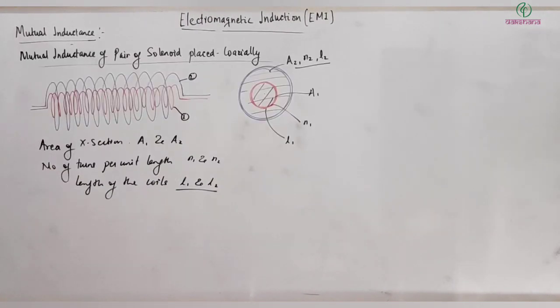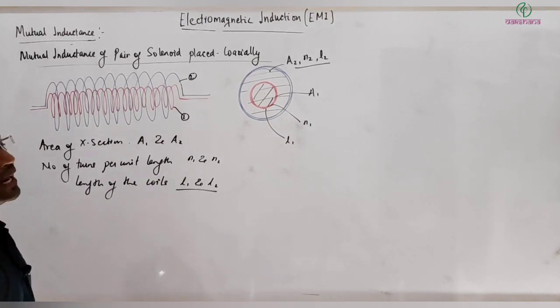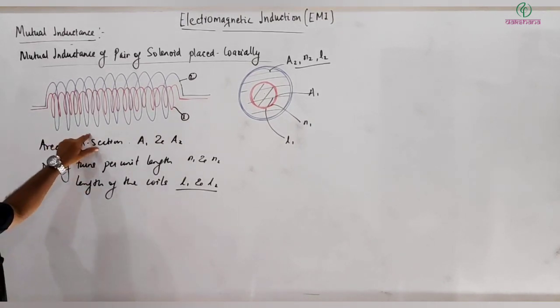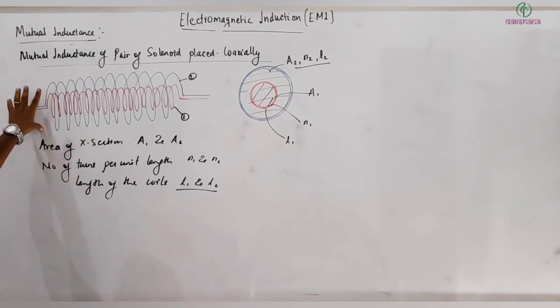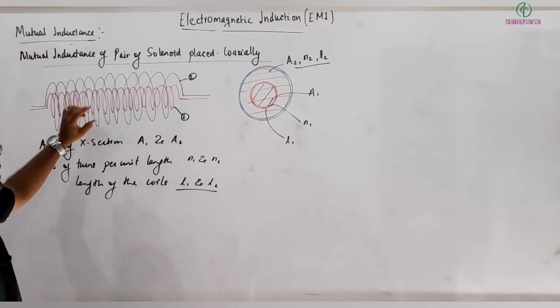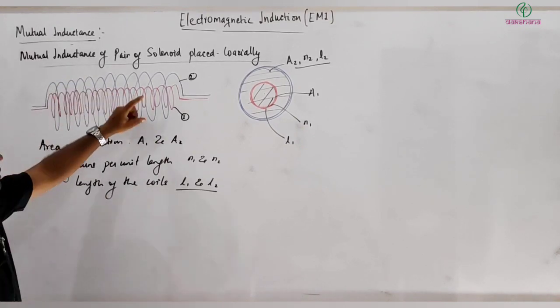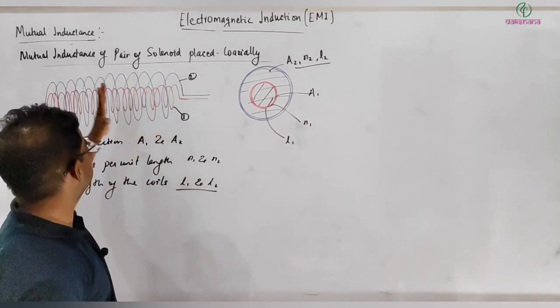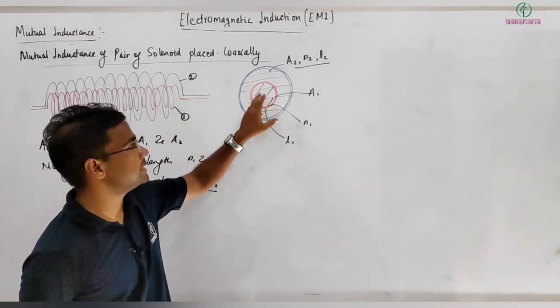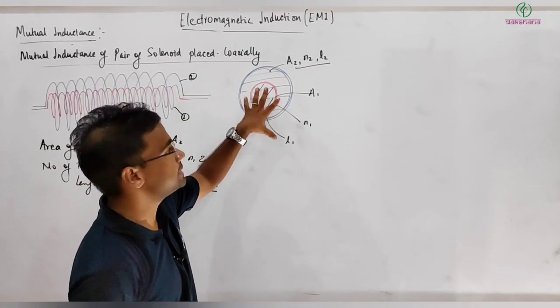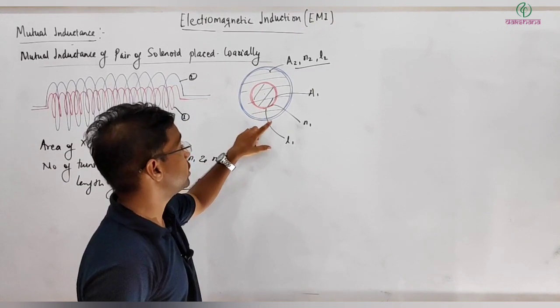Okay, let's calculate the mutual inductance of a pair of solenoids placed coaxially. So here we have a situation of how two solenoids are placed. We have two solenoids, one placed inside and another outside, blue and red. If you look at it from this side, it will appear like this: another solenoid completely inside, coaxial with the first.